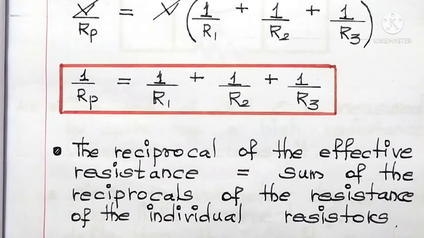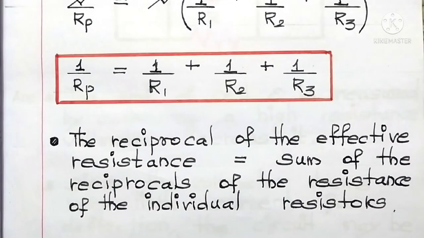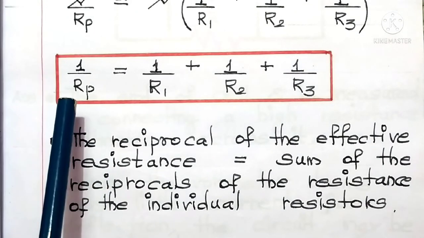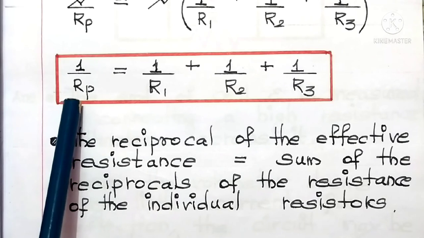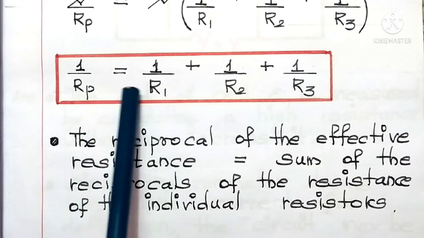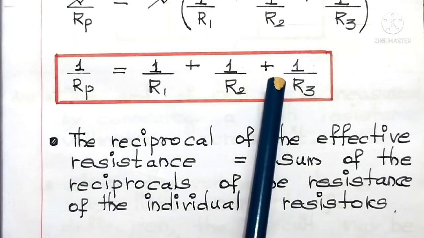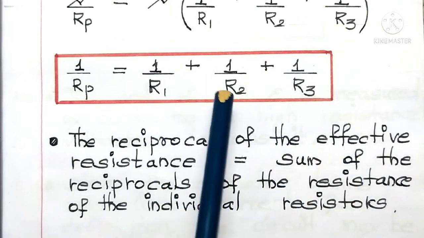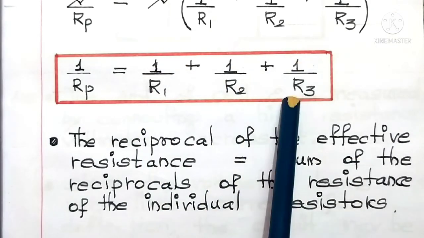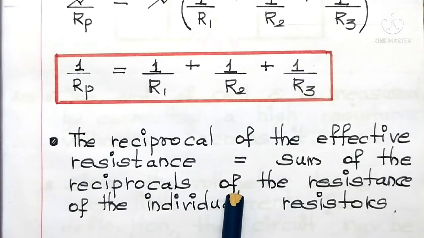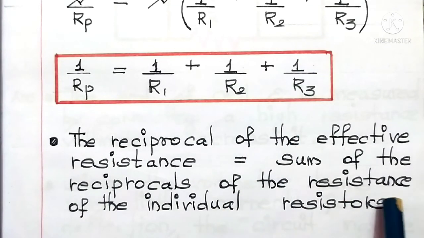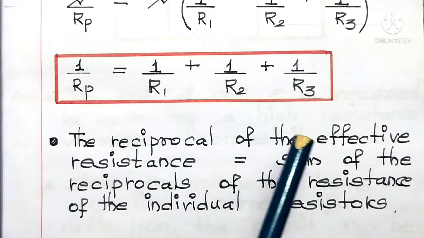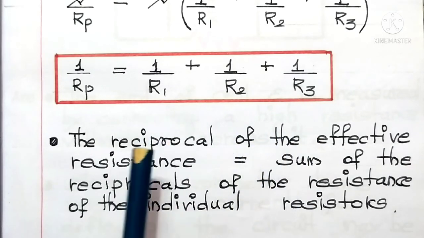So we can sum up like this. The reciprocal of the effective resistance, that is Rp, is equal to the sum of the reciprocals of the resistances of the individual resistors. So this is how we need to derive this equation.